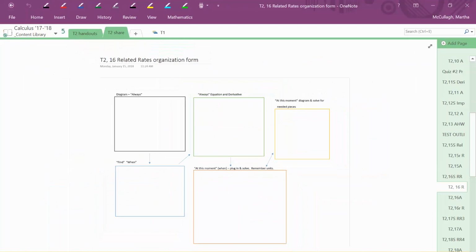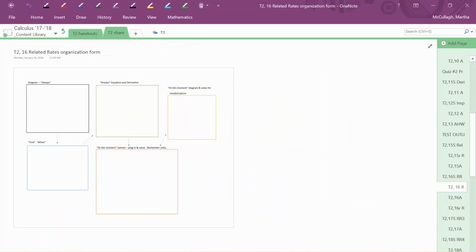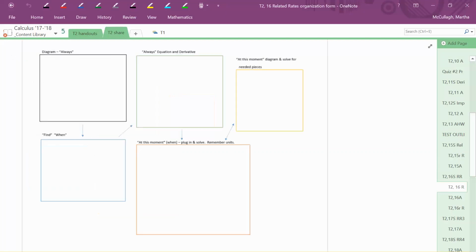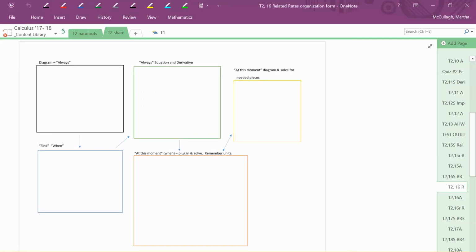Here and look at those boxes that I was using on the other sheet, where we start with a diagram of our always box. What is happening that's not going to change? From there, I want to come down and look at my find when, my statement of where is it I'm going and when. Then we need an equation that's going to pull all of this information together, an always equation.